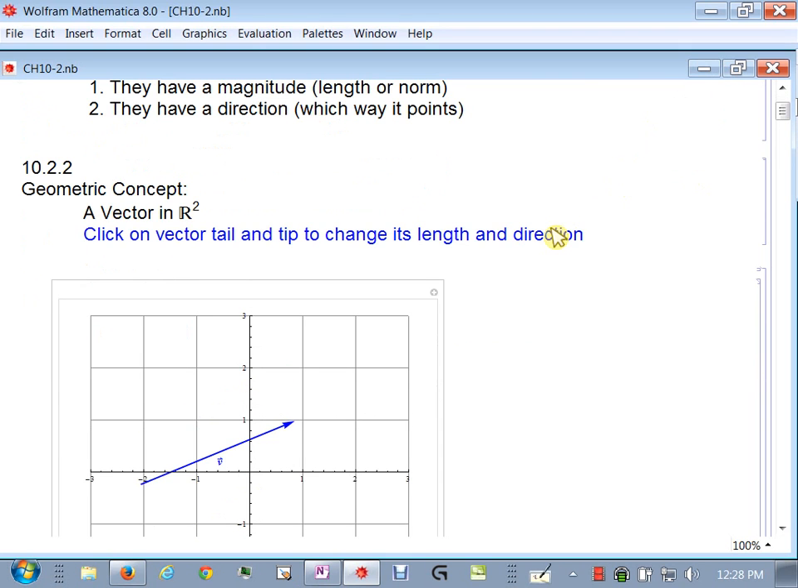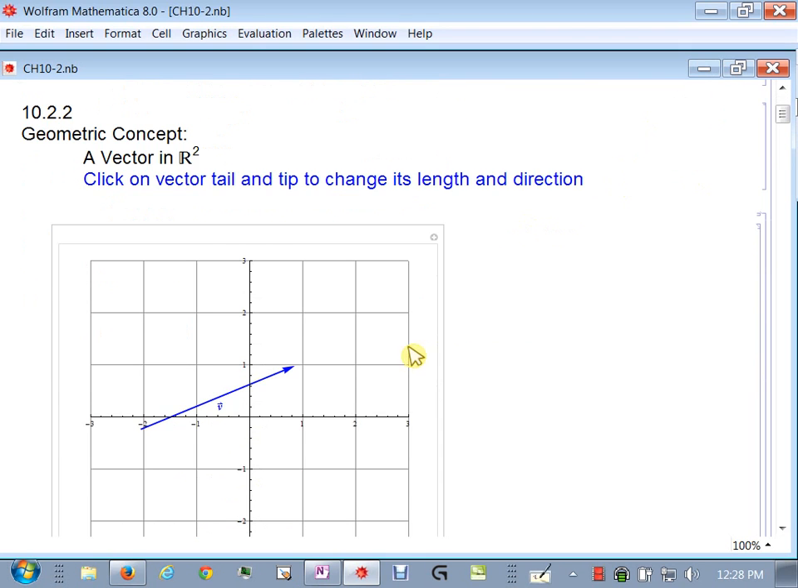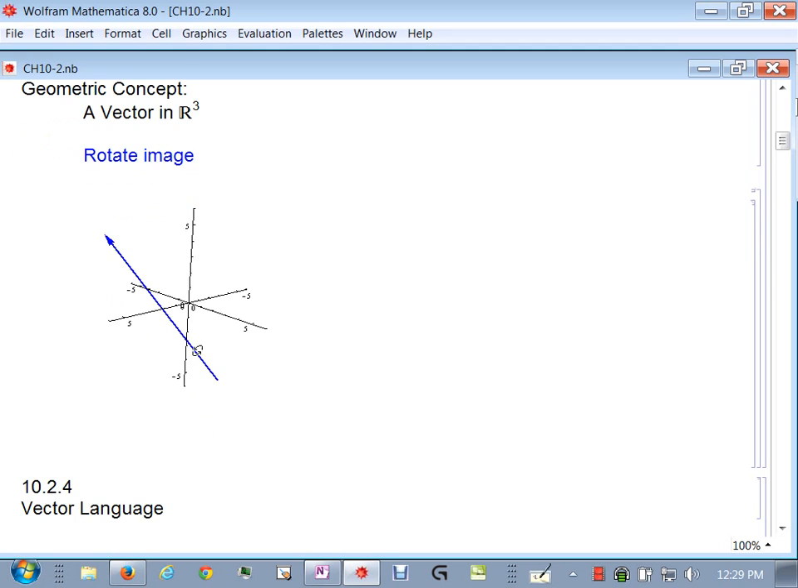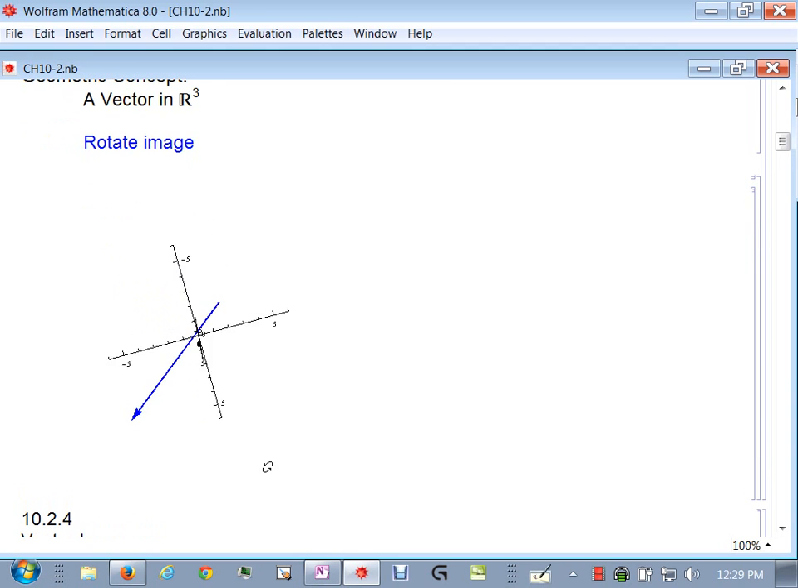So here's an example, the geometric idea behind a vector in two-dimensional space. It's like this arrow, right? This arrow has a length to it, and it has a direction. I can change the vector's direction. I can change its length, right? Now, in three-dimensional space, we have an arrow, same thing, right?